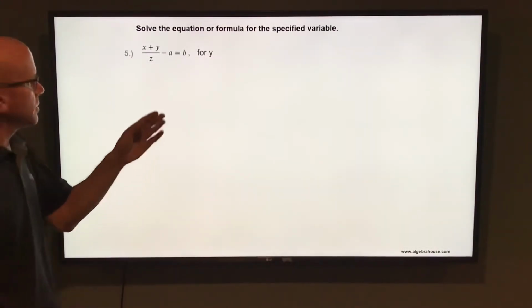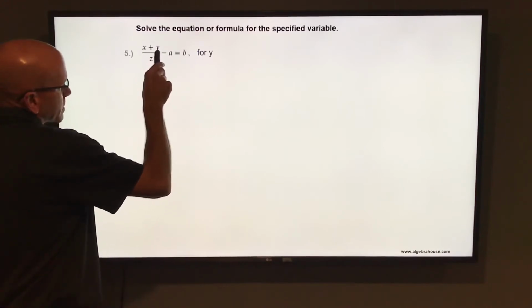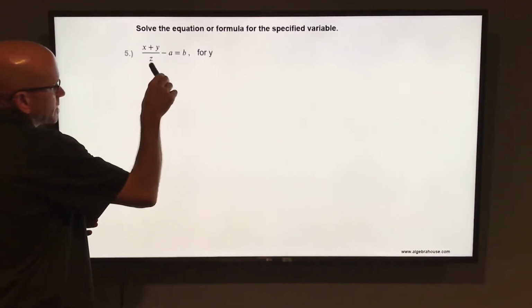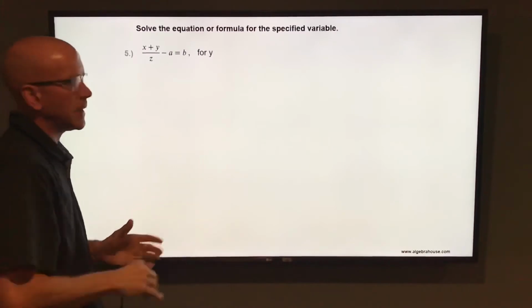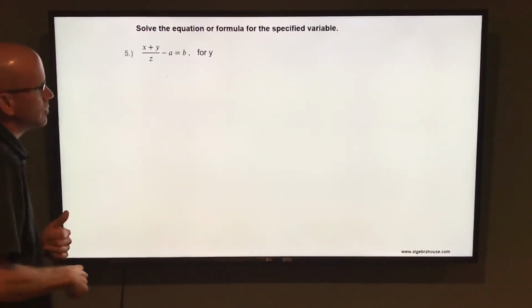We're going to solve this equation, x plus y over z minus a equals b, for y. So we need to get the y by itself. To do that, you have to move the x, the z, and the a all to the other side. To move those to the other side, you want to think about what order is going to be the easiest to move those in.